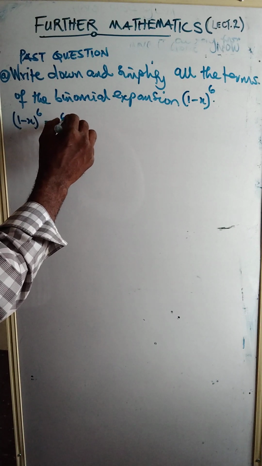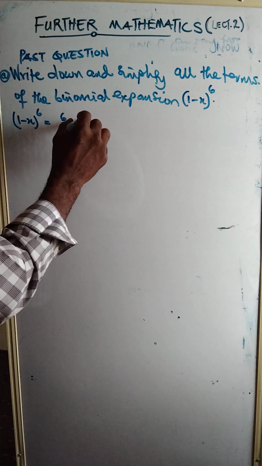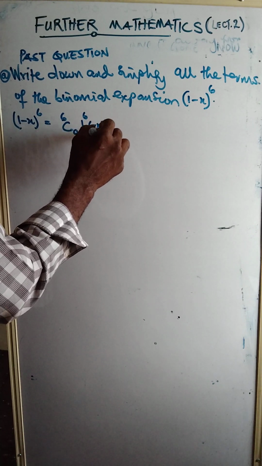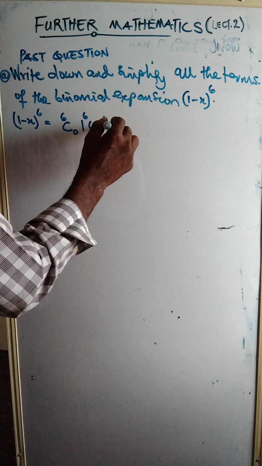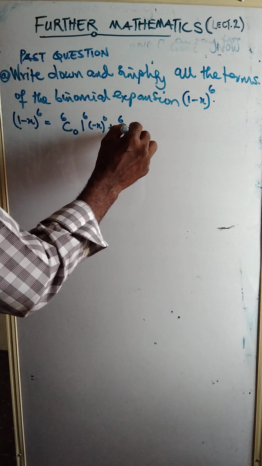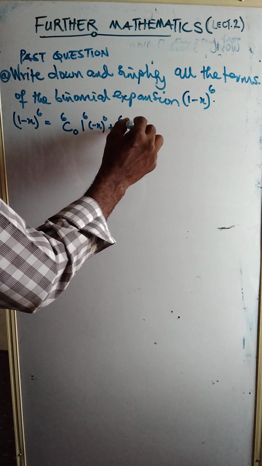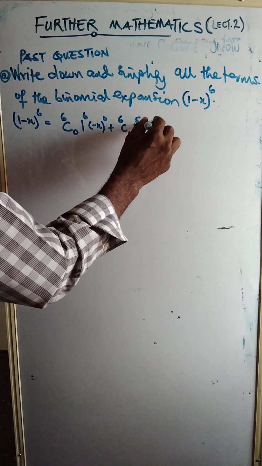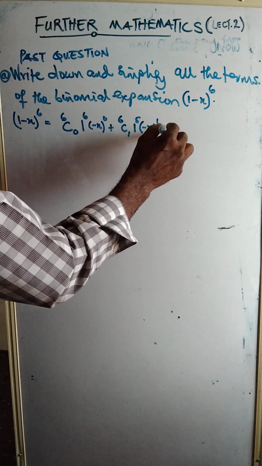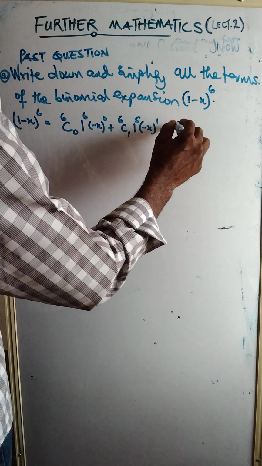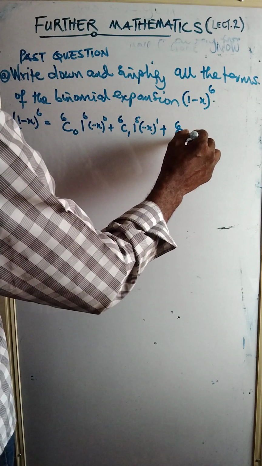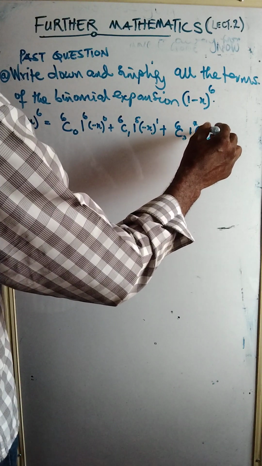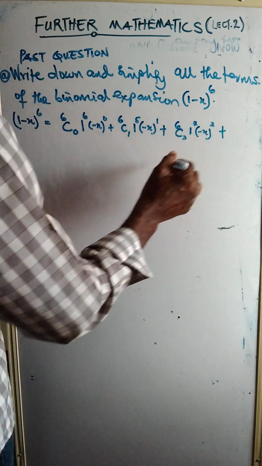Of course, you know 6 combination 0, then we have 1 raised to power 6, we have (-x) raised to power 0, and then the next term is 6 combination 1, then we have 1 raised to power 5, you have (-x) raised to power 1. The next one would be 6 combination 2, and then you have 1 raised to power 4, you have (-x) raised to power 2, then plus.